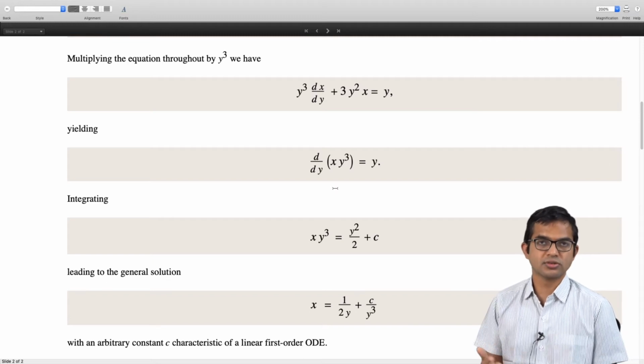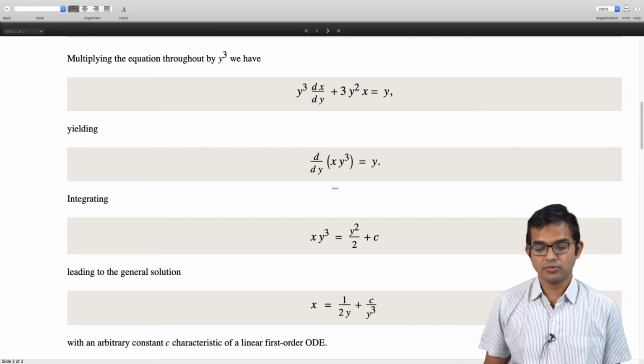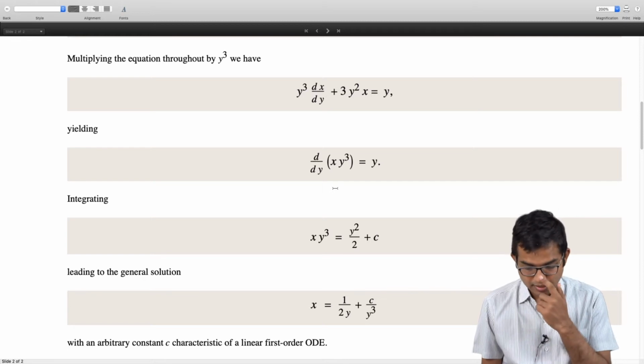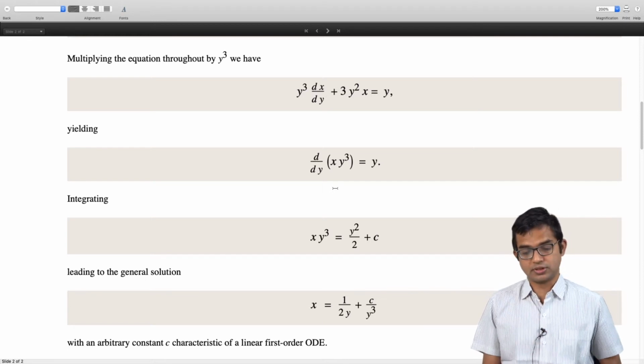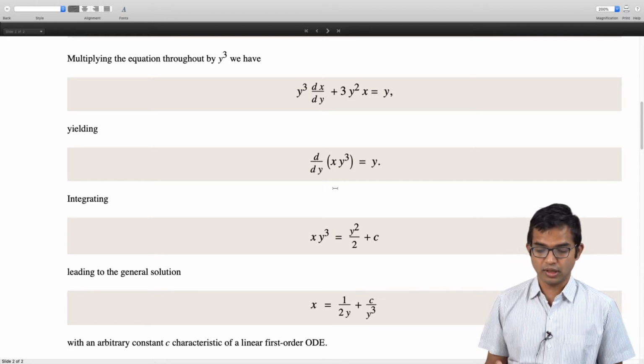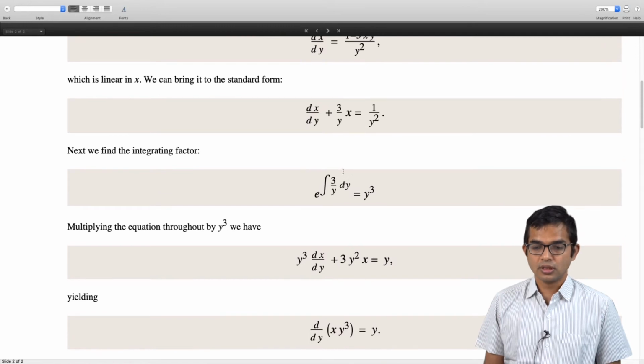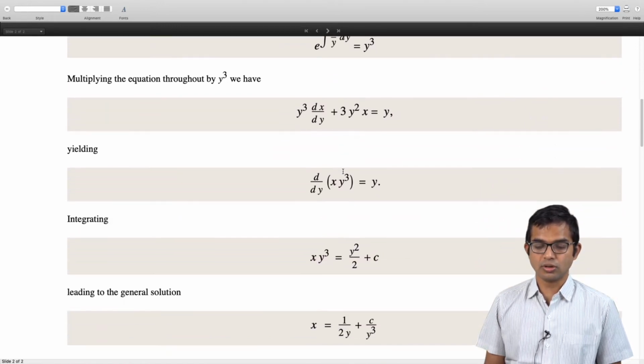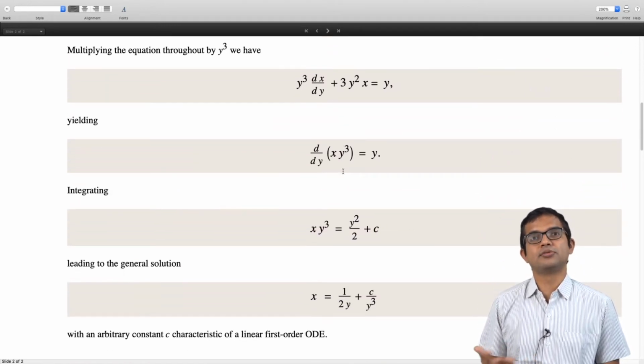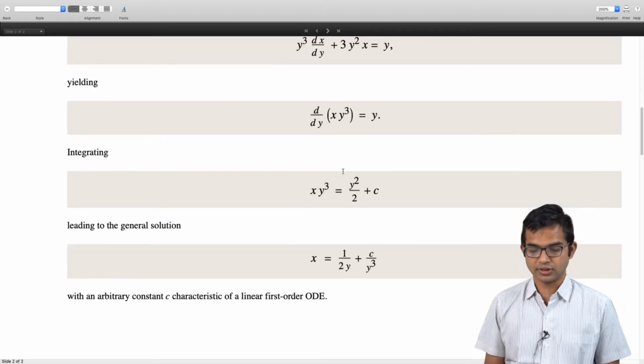So the simplest thing is to see which one of the two variables should be treated as the independent variable and which of them is to be treated as a dependent variable. Okay, so an apparently hard problem, with the help of this, on a closer look is revealed to be just a first order linear differential equation.